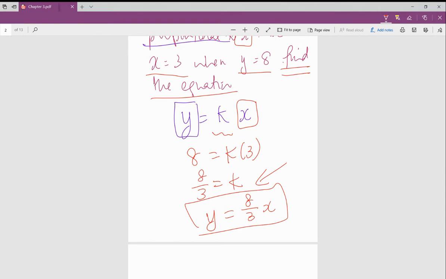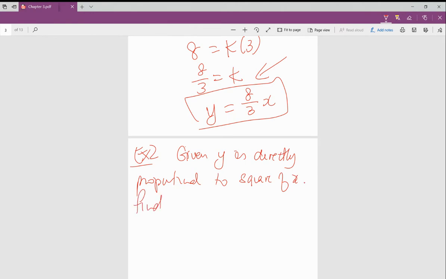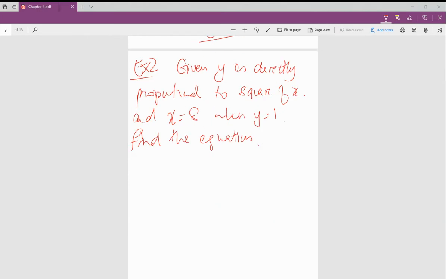Okay, I'm going to give you one example. You try it out by yourself. Example 2. Given y is directly proportional to the square of x, and x equals 8 when y equals 1. Find the equation. You can pause and then you can try this by yourself.